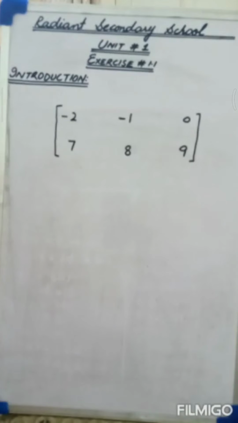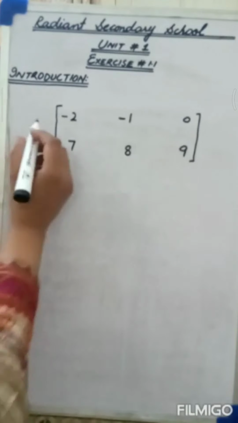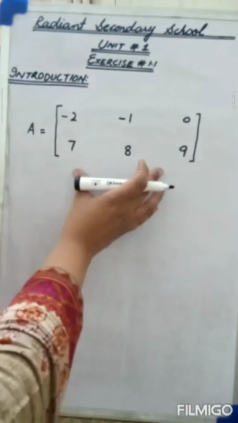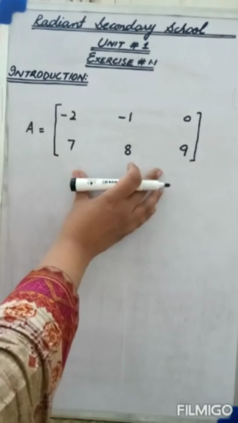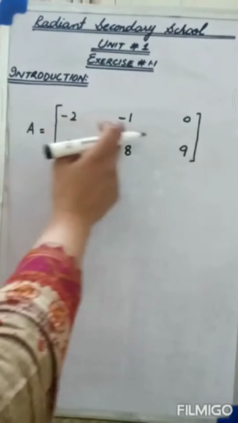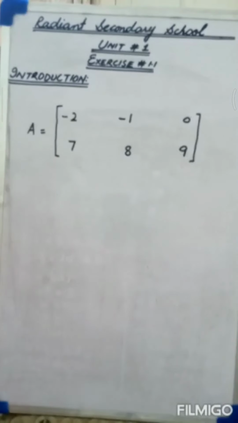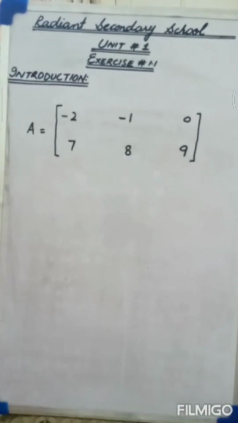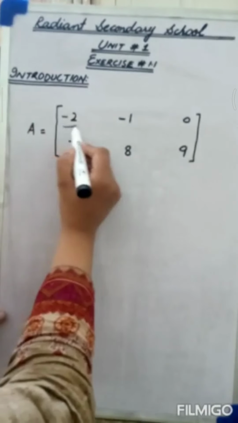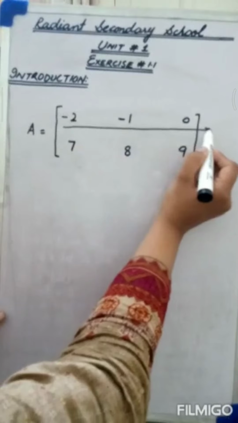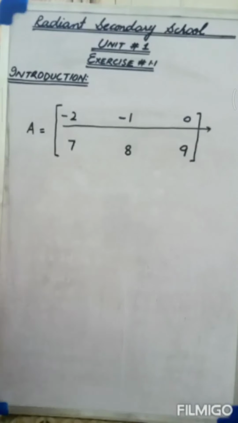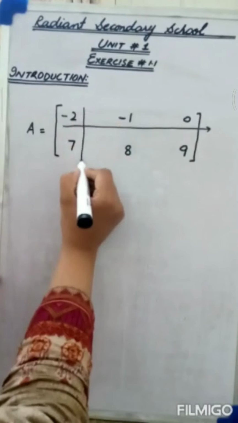Matrices are denoted by capital letters. Now students, in the matrix, whatever numbers are there are called the entries. These numbers are the entries of this matrix. Now we have horizontal entries and vertical entries like this. This is horizontal and this one is vertical.